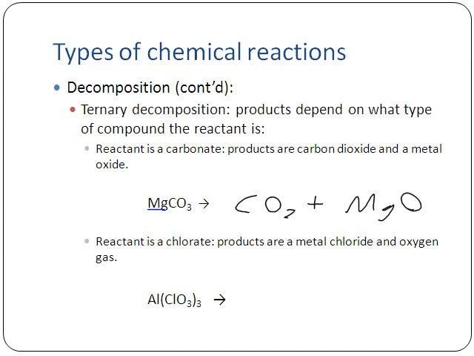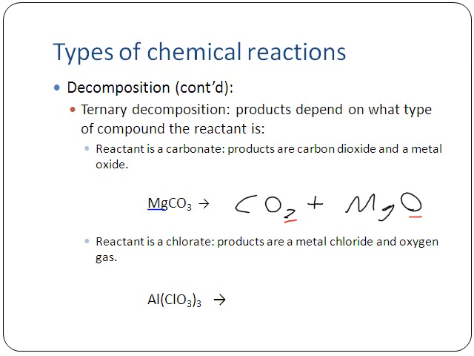We have 1 magnesium on the left, 1 magnesium on the right. So that's good. 1 carbon on the left, 1 carbon on the right. Those balance. 3 oxygens on the left, and 2 plus 1 gives us 3 on the right, so this is already balanced. So MgCO3 yields CO2 plus MgO. That would be the decomposition reaction for a carbonate.